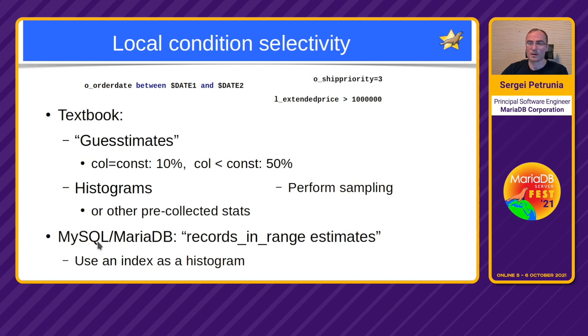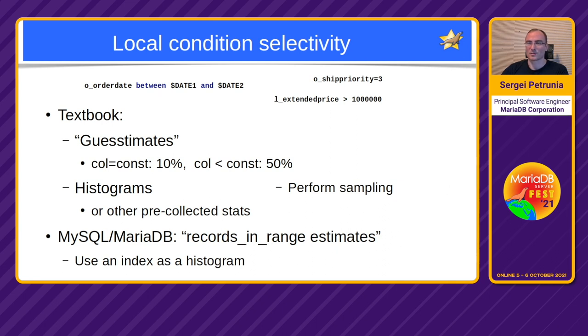MySQL and MariaDB also have a bit unconventional way to produce selectivity estimates. It's called records in range estimates. Basically, the idea is that if there is an index on columns, we use the index as a really large histogram. Reading this histogram is expensive, but on the other hand, that histogram is really large and is always up to date. I'll get back to discussing records in range later in this talk.